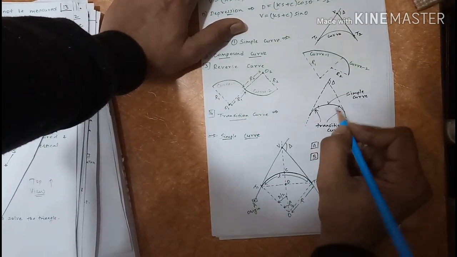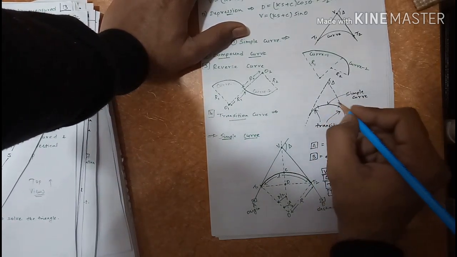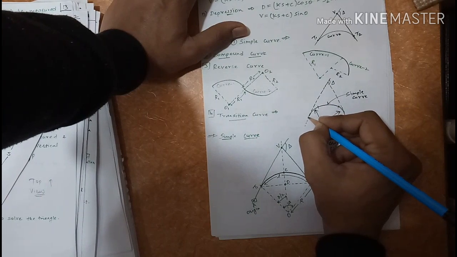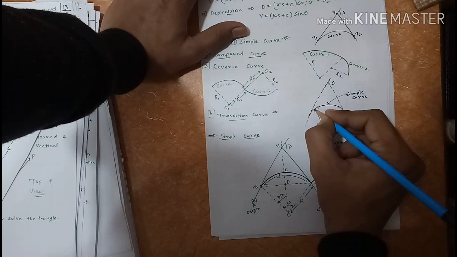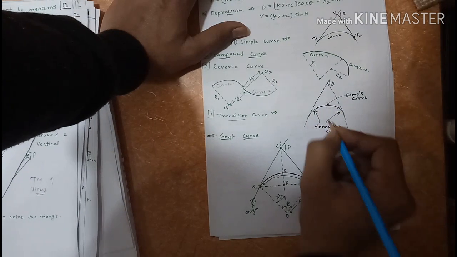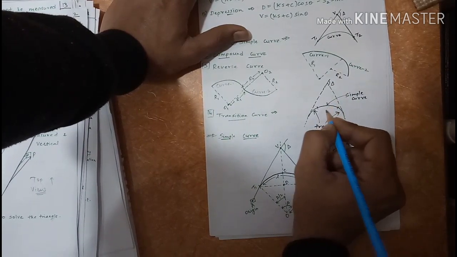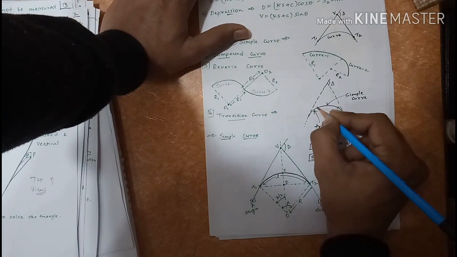Next one is the transition curve. Transition curves are generally introduced to join the tangent, the straight profile, with the curves, to gradually introduce the curve. These are the transition curves. This is the simple curve. These are generally used to join the simple curves to the straight profile.